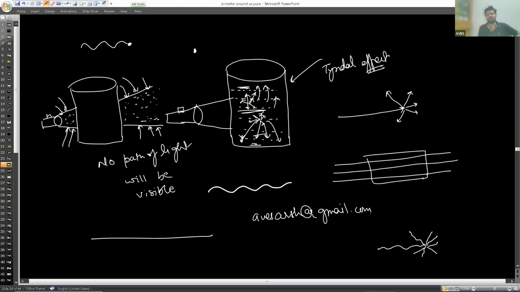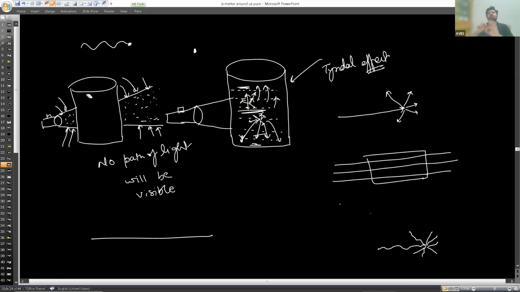So if the path of light is not visible here, what happens in the colloidal solution? The particle is big enough that it will scatter the beam, and the path of light is visible. If you take blood or milk and pass light through it, the path of light will be visible. So it means the particle size is big enough.